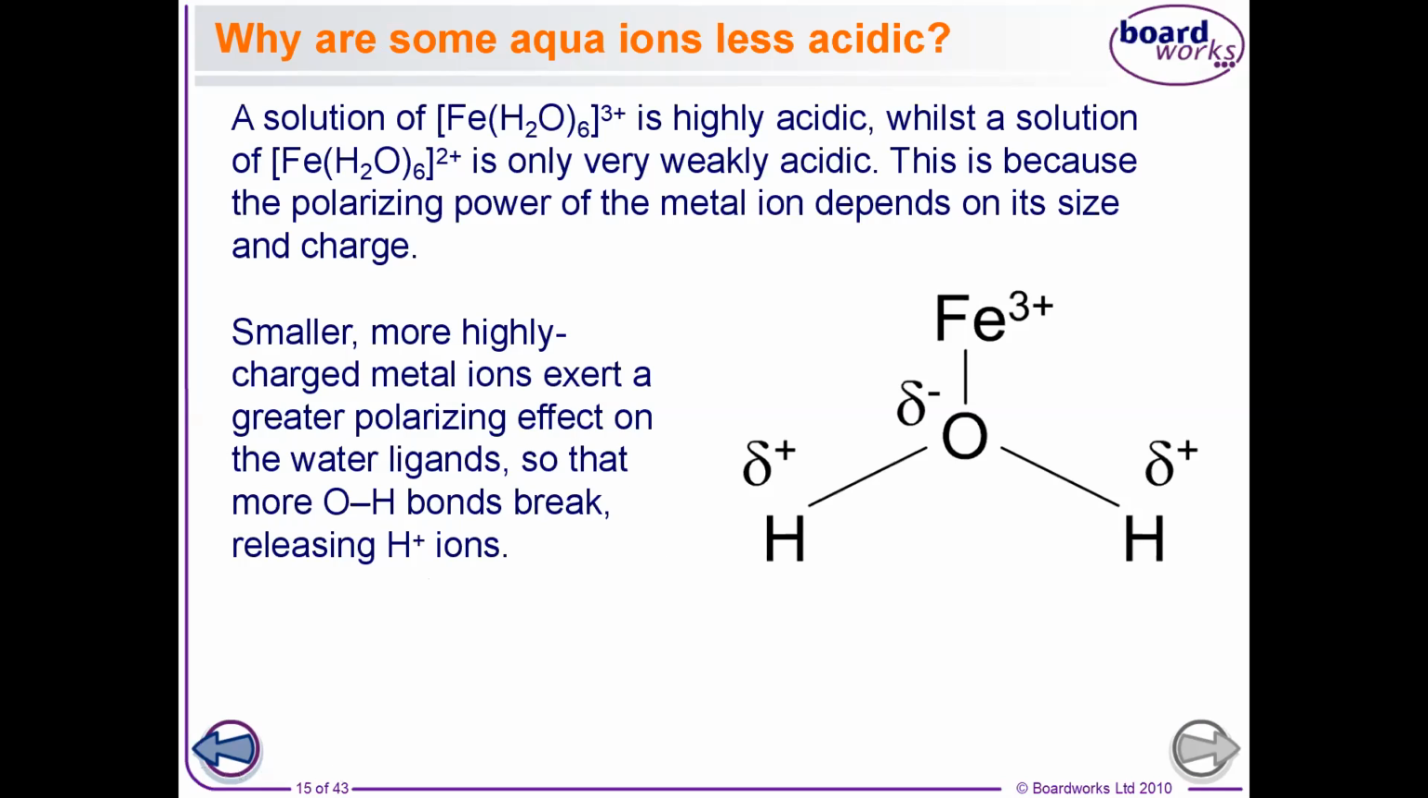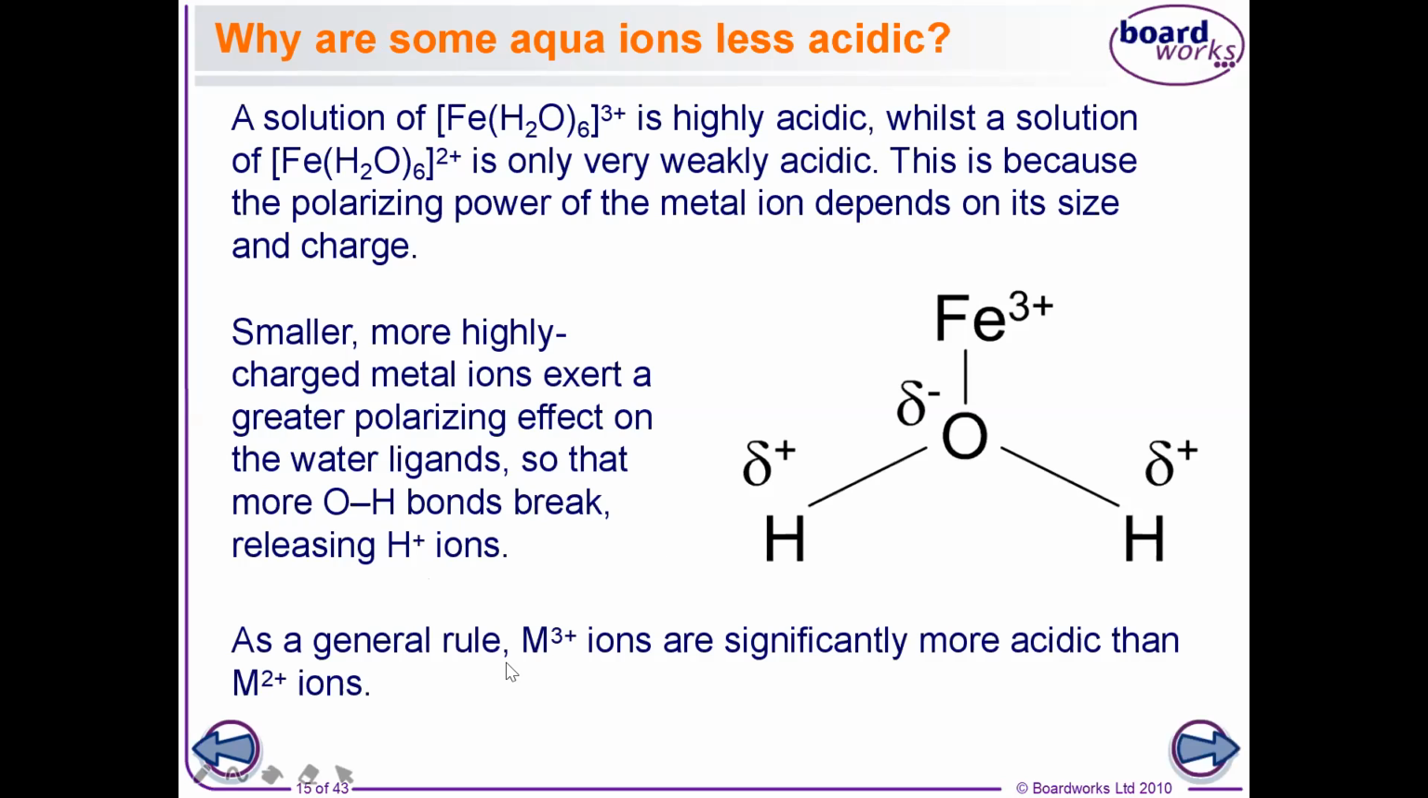Now, as a general rule, any metal or transition metal 3+ ions are significantly more acidic than the M2+ ions. So for copper, we have copper plus and copper 2+. The copper 2+ ion will become highly acidic compared to the copper plus ions.